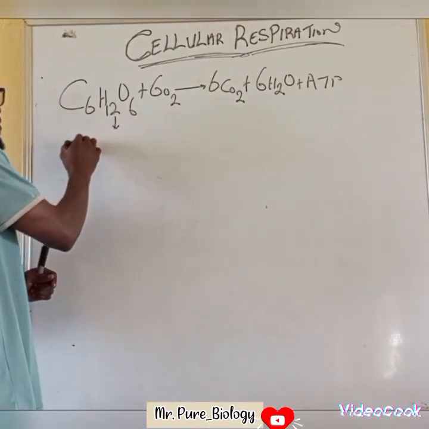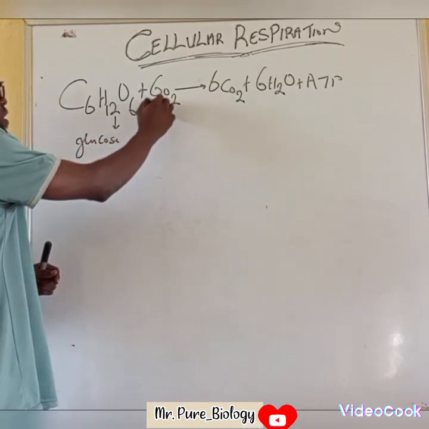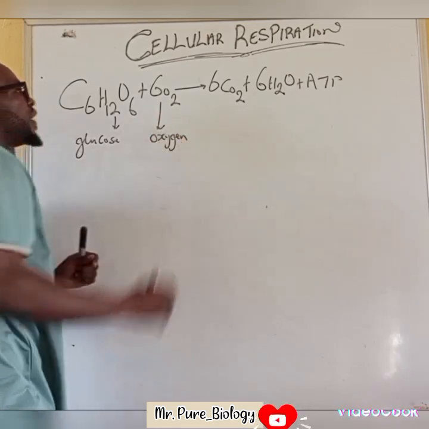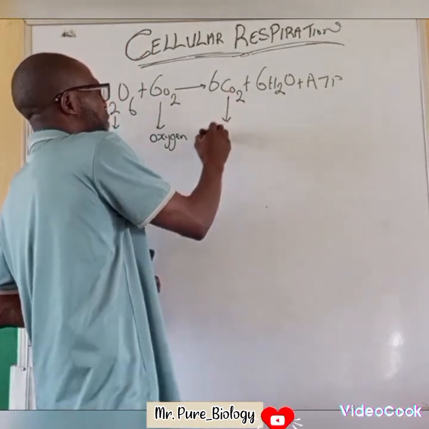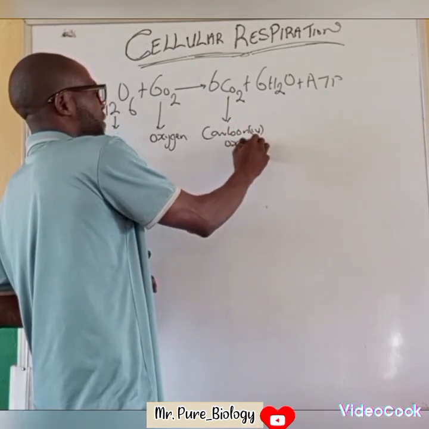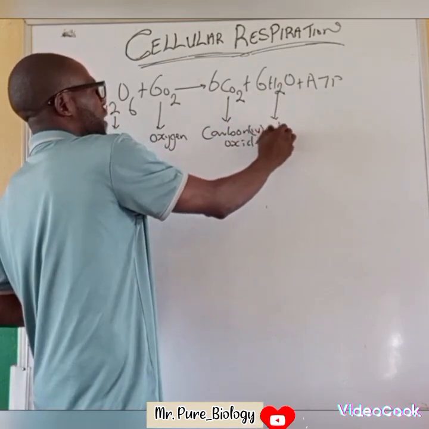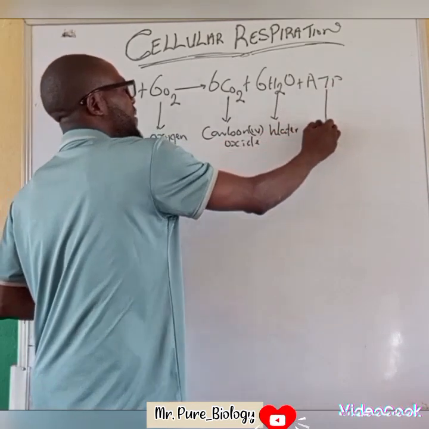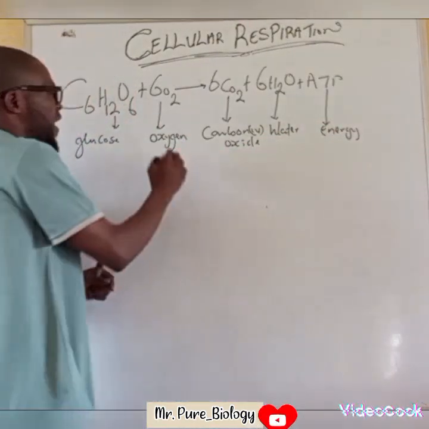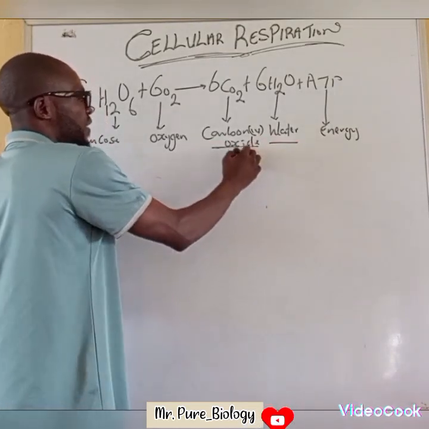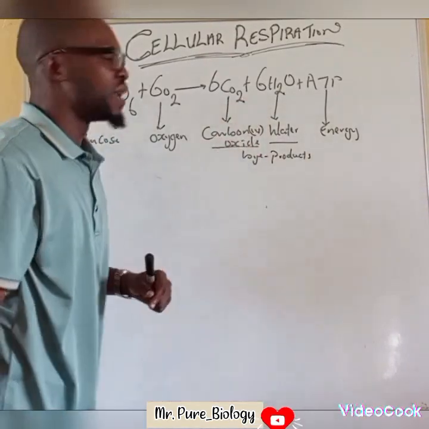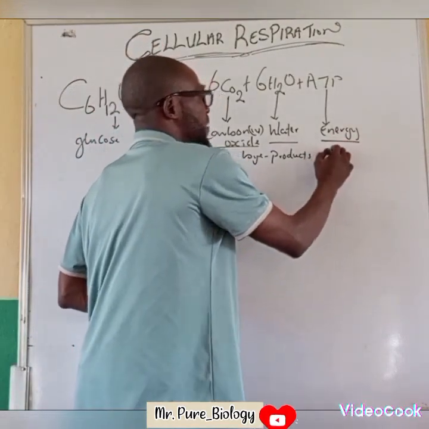That means this stands for glucose. This stands for oxygen. Then this stands for carbon dioxide. Then we have this as water, while we have this as the energy. That is the main product. Now we can simply say carbon dioxide and water, the two of these, are byproducts. That is, unwanted materials, while energy here is the main product.